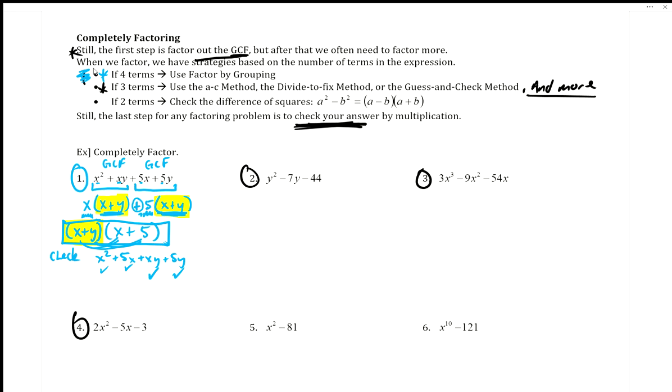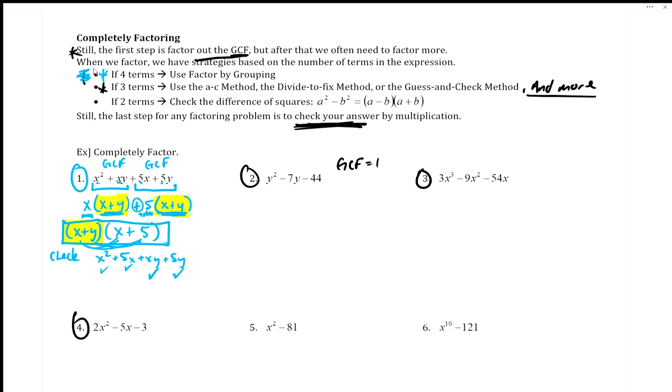So these are all going to be similar. All right, and we have different methods to do these problems. Now, usually the method I like to use is the guess and check method. Still, the very first step is to see if there's a GCF out of all the terms. In this number 2, there's nothing in common in all of them besides 1. And so then we move on to our next process.